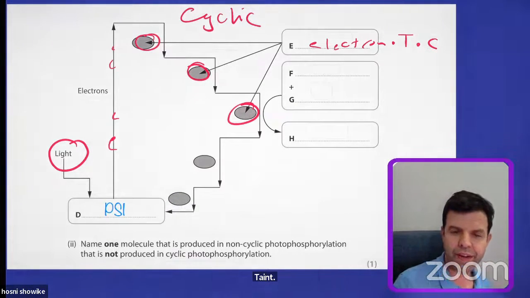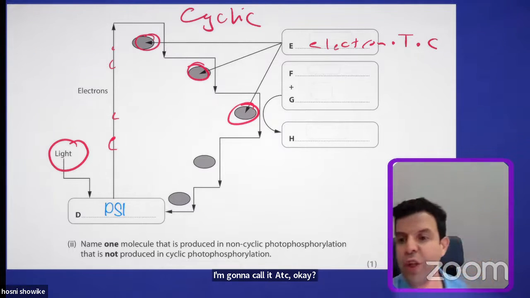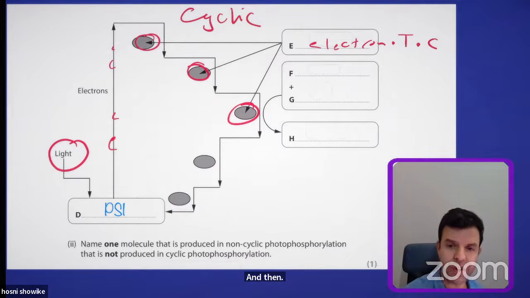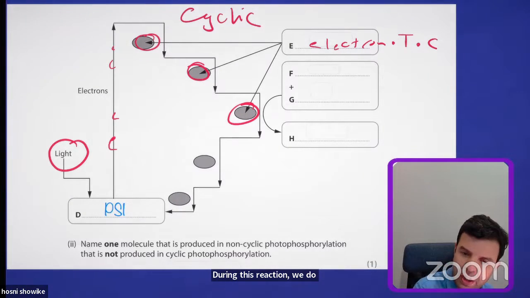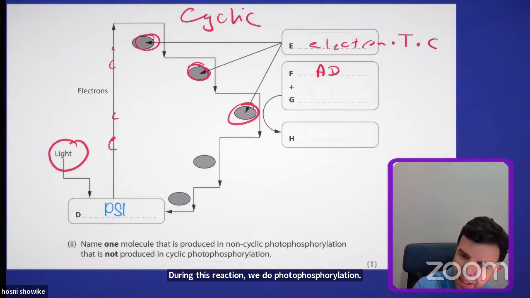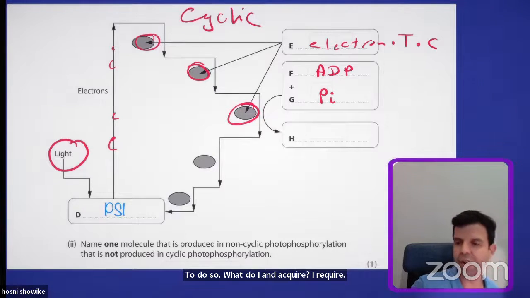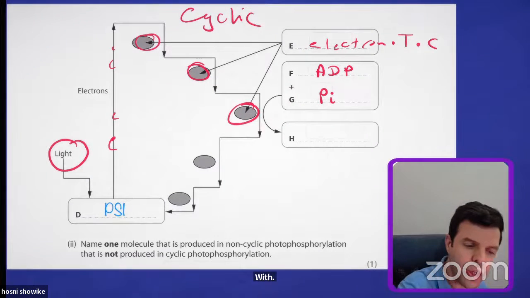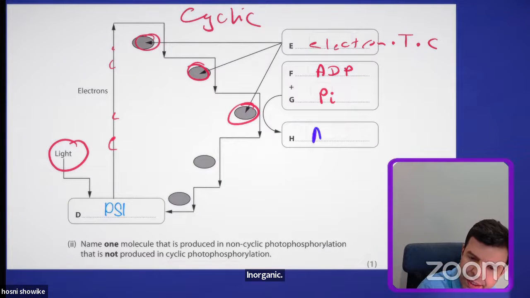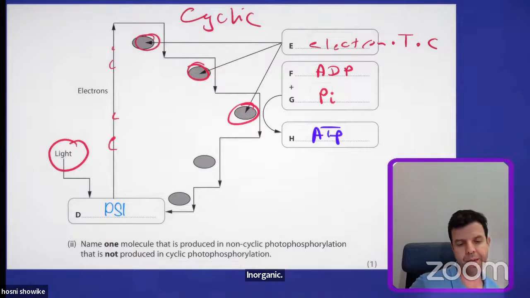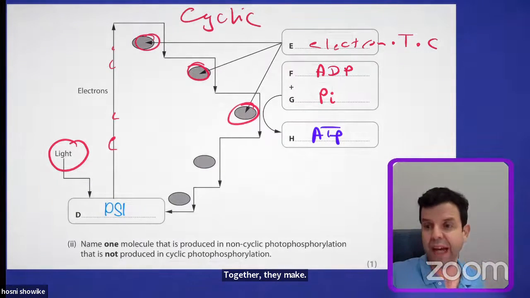And then during this reaction, we do photophosphorylation. To do so, what do I require? I require ADP with inorganic phosphate. Together, they make ATP. Okay, that's cyclic.